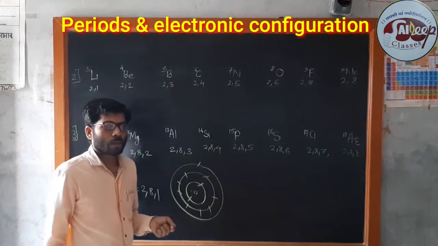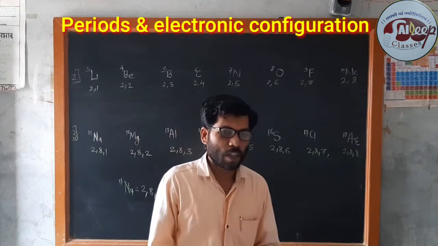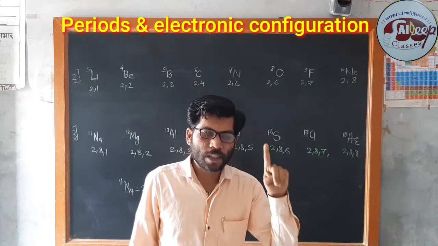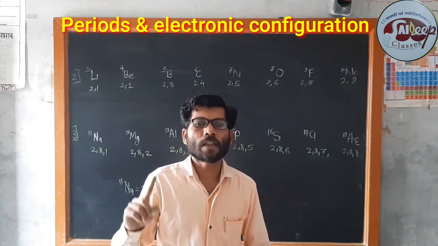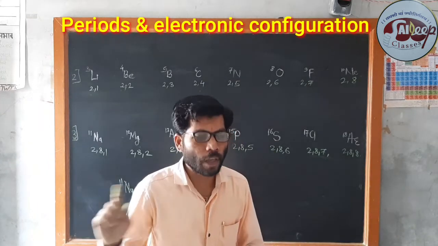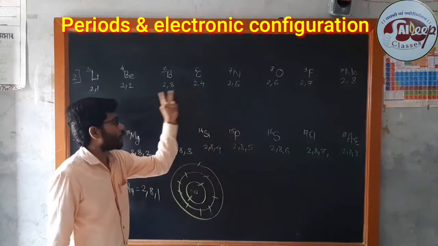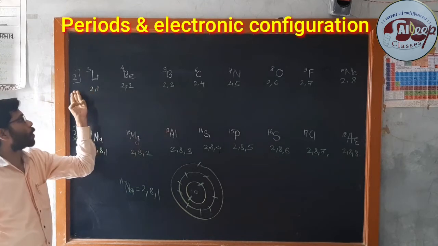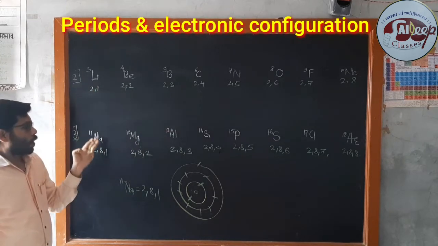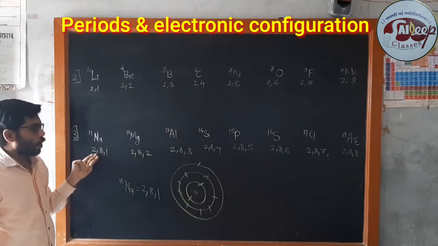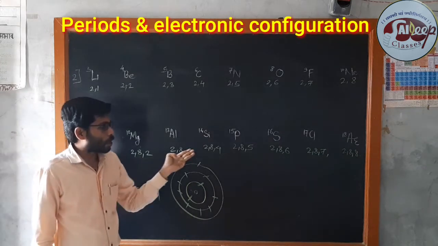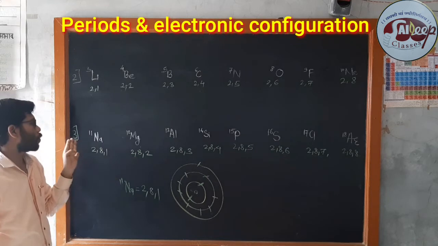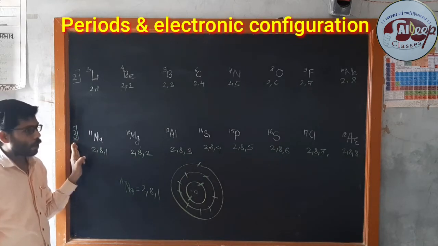Again, do all of you understand now? The number of cells is the same as the number of the period. Here the number of cells is 2 in all the elements. Therefore, all these elements are put in period 2. In this example, all the elements have 3 cells. Therefore, all these elements are put in period 3.